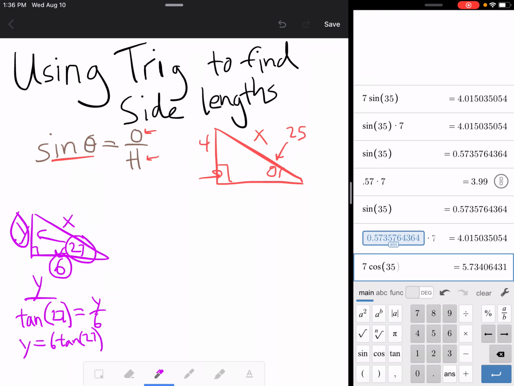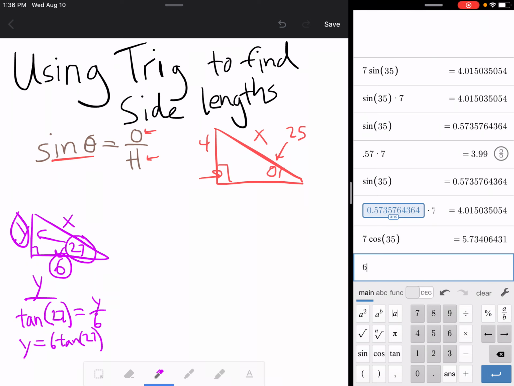So again, notice how I'm typing it and how I'm writing it. I'm trying to put my 6 first instead of last, and then go tangent 27, and then here y equals 3.06. There we go, give or take, about 3.06. All right, now y was kind of easy. I wanted to show you that tangent is fair game for use. But now let's take a look at solving for x. This one's going to be a little more complicated.